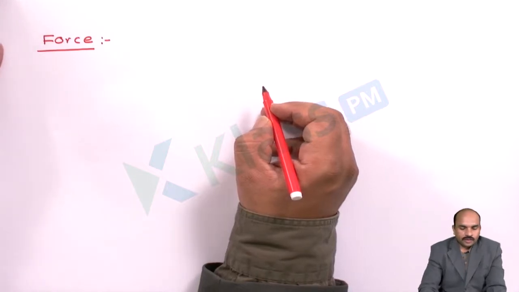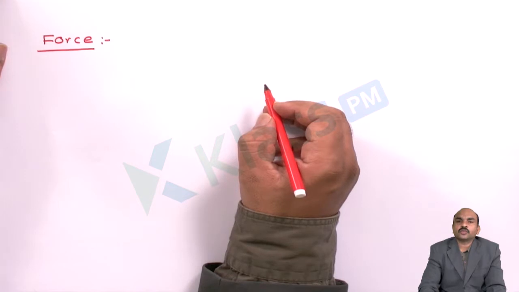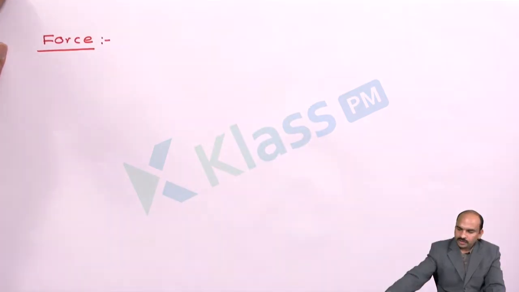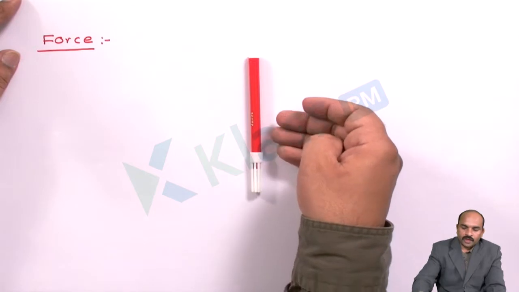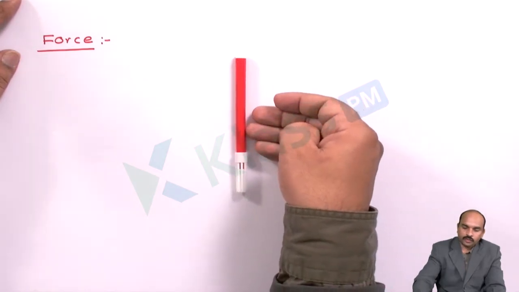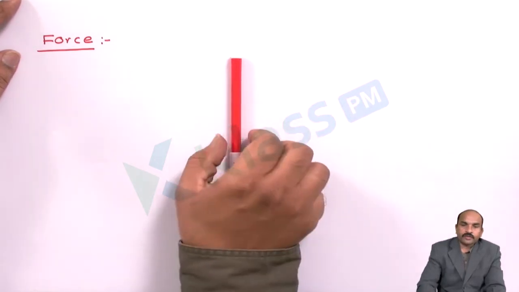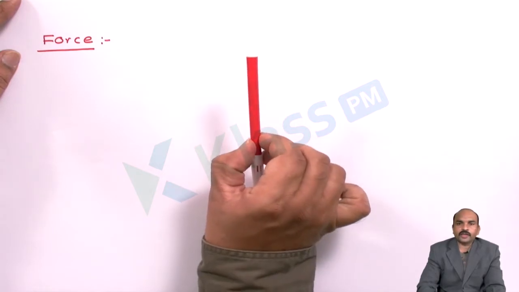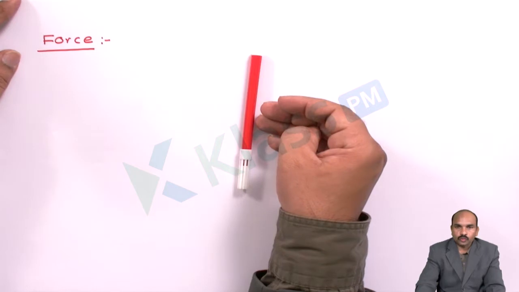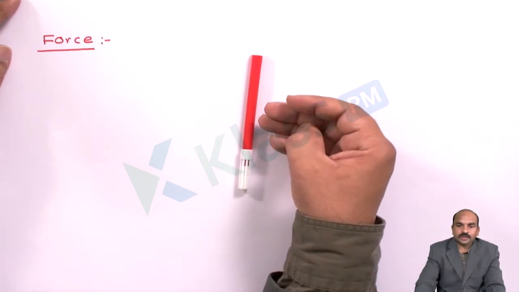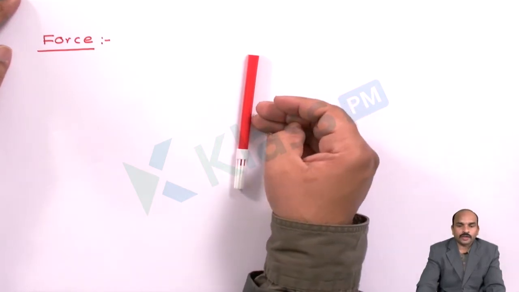So force is any external agent which changes the position of the body or which will try to change the position of the body. So for example, let's take an object. Let us say this is one body. So when I apply force, it is trying to move. Suppose if the weight of this object is very high, when we apply the force, it will try to move. Means the force tends to move this body.